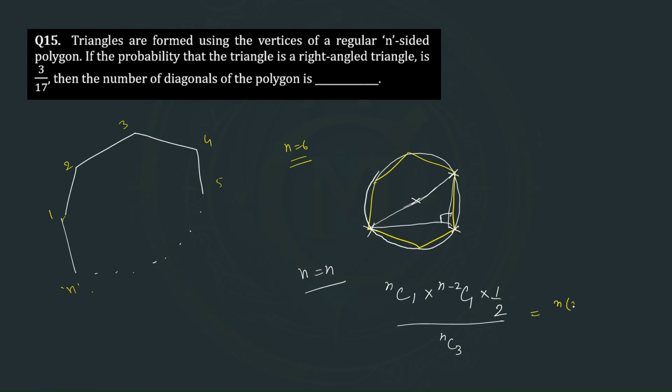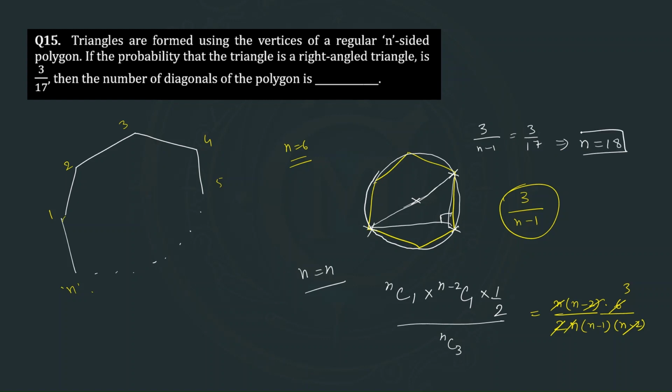So it will be n into (n minus 2) divided by 2. Then it will be n into (n minus 1) into (n minus 2) divided by 6. So it becomes 3 by (n minus 1). So 3 by (n minus 1), according to the question, is equal to 3 by 17. So the value of n comes out to be 18. So the polygon is an 18-sided regular polygon.